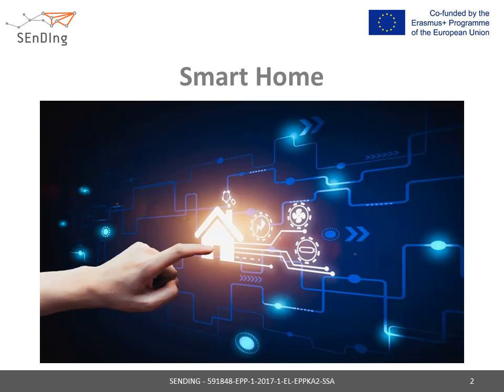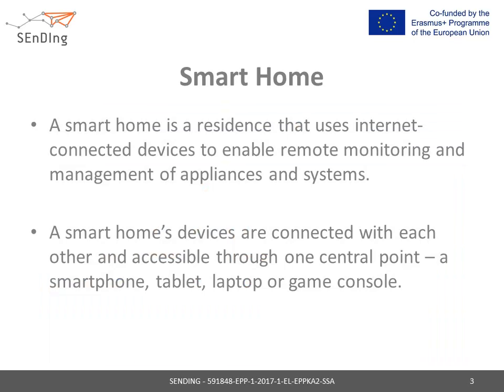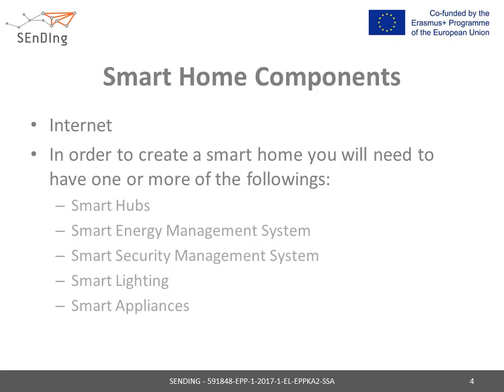Smart Home. A smart home is a residence that uses internet-connected devices to enable remote monitoring and management of appliances and systems. A smart home's devices are connected with each other and accessible through one central point: a smartphone, tablet, laptop or game console. A smart home system can make the life of the user quite easy. Each smart device included in the house is connected and able to be used from anywhere by a smartphone.